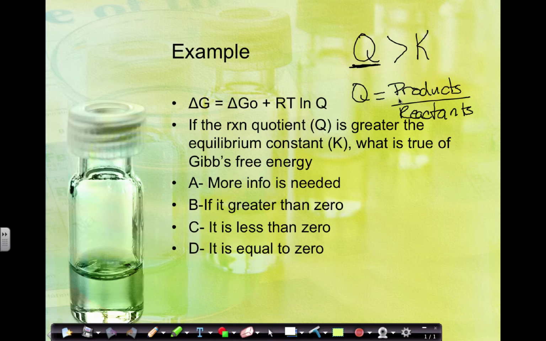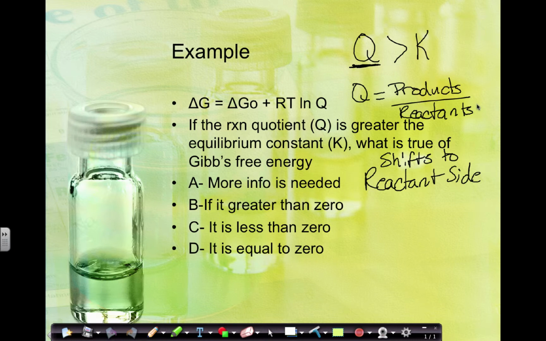So what I like to think about is if Q is too big, then that means the products are too high. So I need to get rid of the products and go to the reactant side. So this reaction will shift to the reactant side. Okay, so you can think about it like this. If Q is greater than K, then that means that Q is too big. Well, then that means the product number is too large. We need to get rid of some of the products and go to the reactant side.